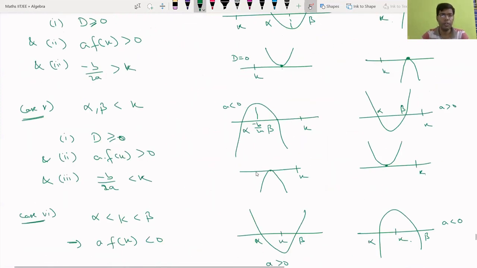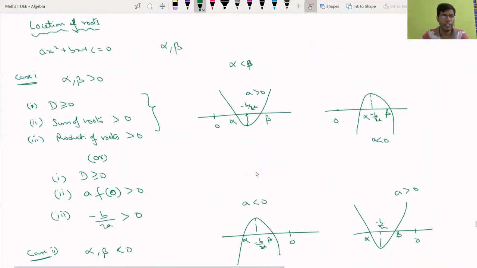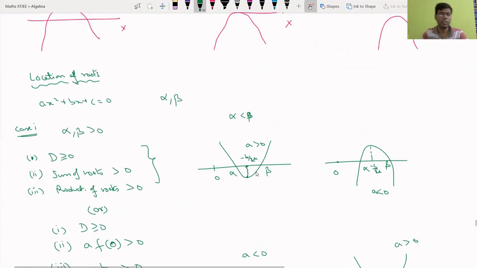Let's just recap what all the different cases we discussed. For the location of roots, we have this quadratic equation ax square plus bx plus c is equal to 0, where alpha, beta are the roots. When we want the roots to be in a particular interval, we apply some conditions on the coefficients a, b, c, and then accordingly we can put the roots in a particular interval. The first case was when we want both the roots greater than 0, that means we want them to be in the interval 0 to infinity.